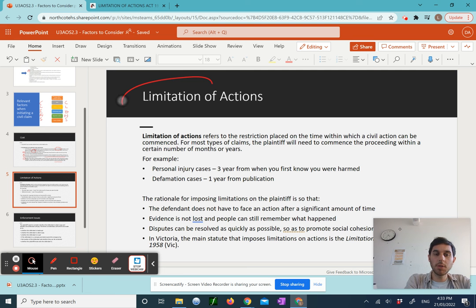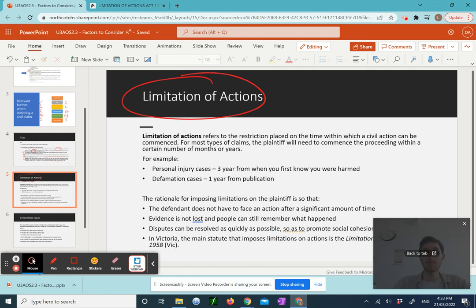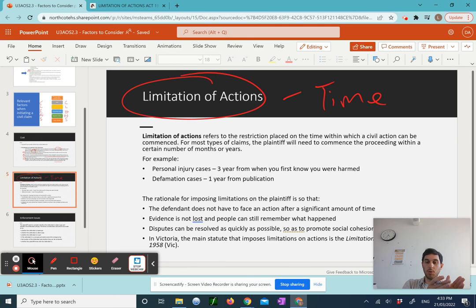The second thing you need to know is the limitation of actions. The limitation of actions is the time limit. Now, every civil case has a time limit, and if the thing you're complaining about happened before that time limit and the time limit has run out, you can't sue them anymore.